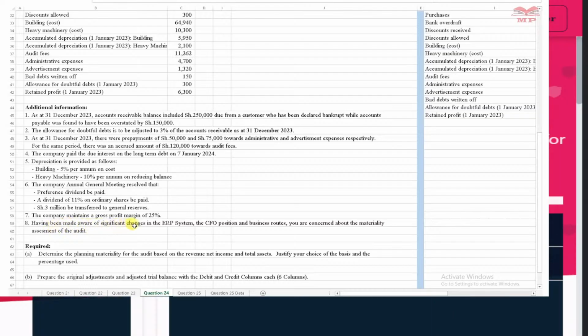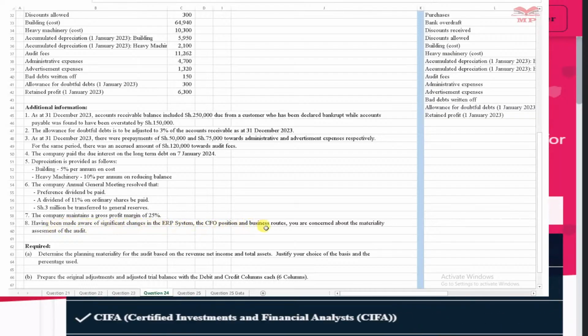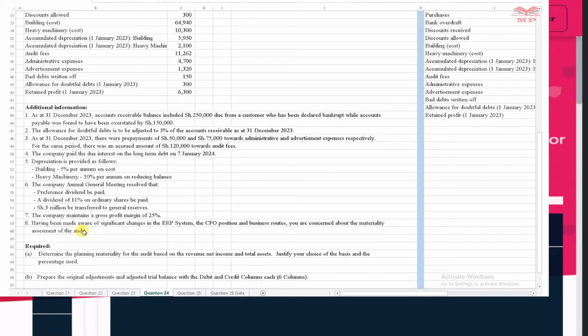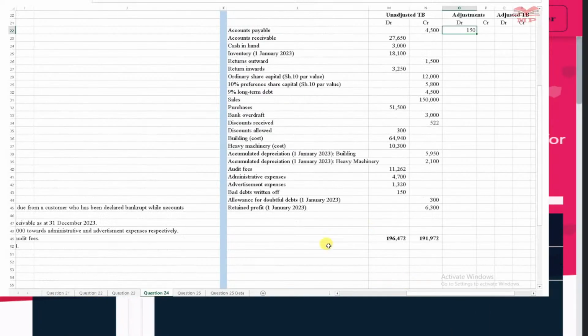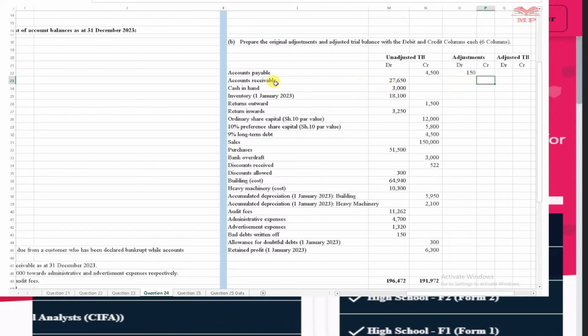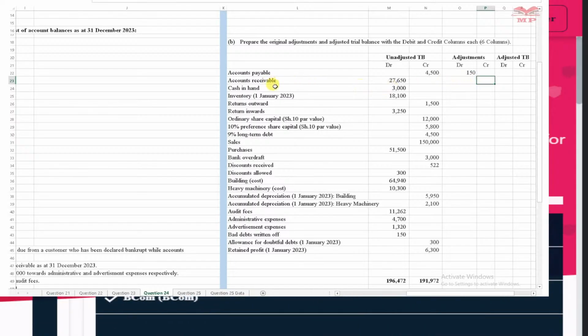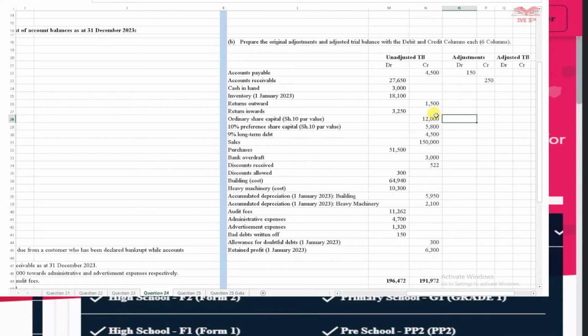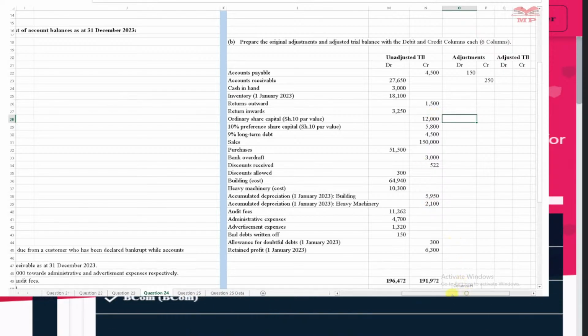Having been made aware of the significant changes in the ERP system, the CFO position, and business routes, you are concerned about the materiality assessment, the audit. So there is no other adjustment that we need to make. So here we are making an adjustment of 250,000 right over here, accounts receivable. So 250,000. Put it like that. And then we try and analyze other adjustments which have been given to us over there.